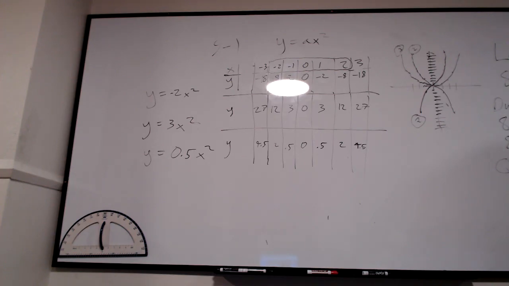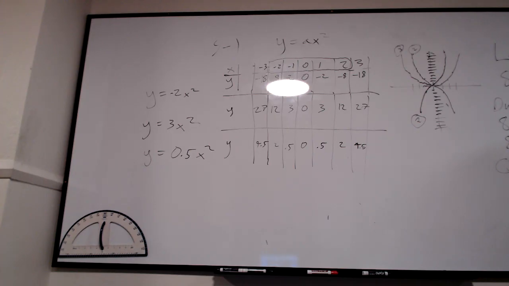They're both facing up. Correct. Why is that? Because they're positive numbers in front. Do 3x squared and 0.5x squared have the same vertex? The vertex is the lowest or highest point of the parabola. What is their lowest point for both of them? 0, 0. So they do have the same vertex, which is 0, 0.